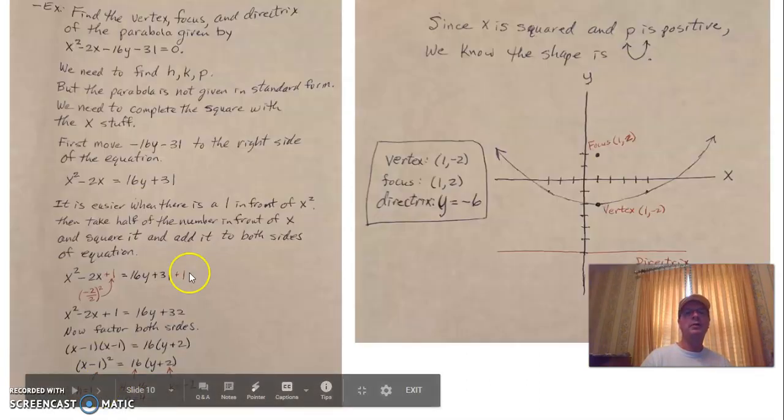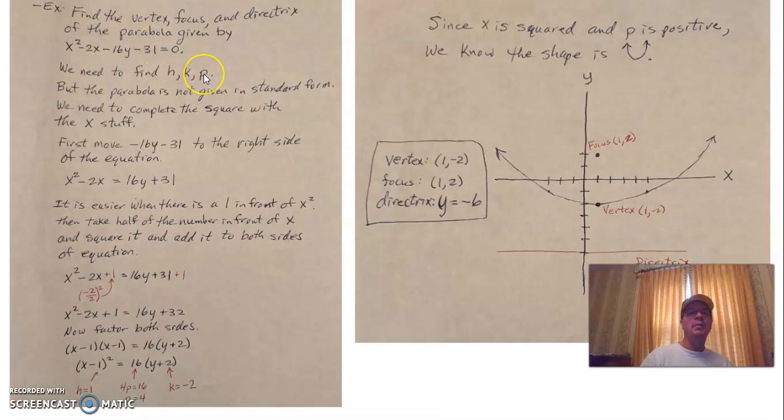Well, let me go to the next slide here. Here's the problem written out here. We need h, k, and p, but the parabola is not given in the standard form. Now, there was a technique back in your Algebra 2 days called completing the square, which most of you seemingly don't remember fondly. It's not that hard, but let's go over that a little bit.